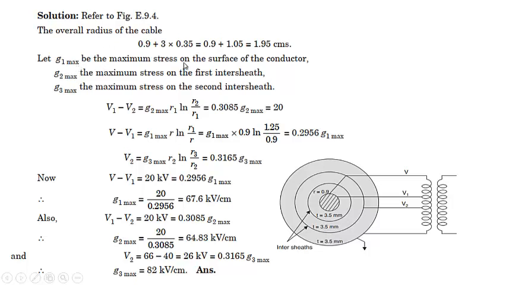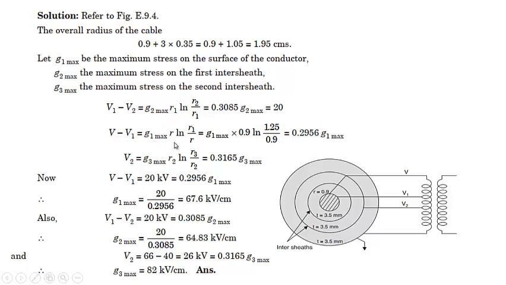So G1 max will be the maximum stress on the surface of the conductor, G2 max will be the maximum stress on the first intersheath, G3 max will be the maximum stress on the second intersheath. So we know that V1 minus V2 is equal to G2 max R1 ln of R2 by R1. Here this is not the constant thing. In the previous case we assumed that G1, G2 and G3 are constant. So here it is given that the two intersheaths have a potential of 20 kV. When you put in the values of R1 and ln of R2 by R1, it comes out to be 0.3085 G2 max, which is equal to 20 kV.